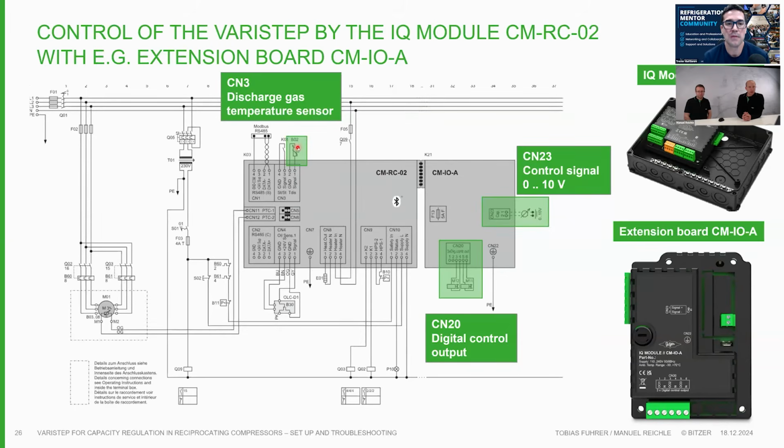So that's why the discharge gas temperature is measured. And if a certain limit or threshold is exceeded, then the capacity by the module itself is increased for a certain amount of time in order to cool down the compressor, again, the motor, and to bring down the discharge gas temperature in the end.